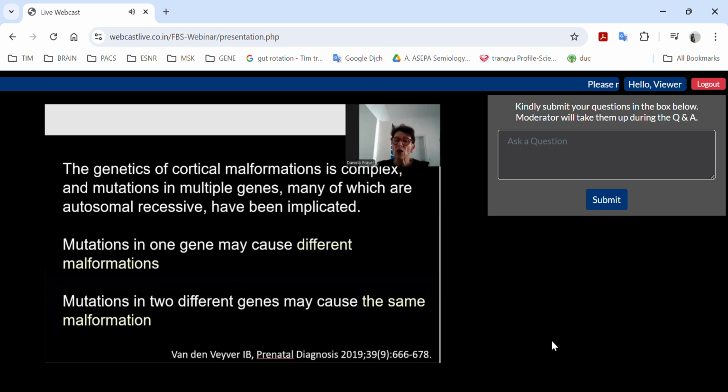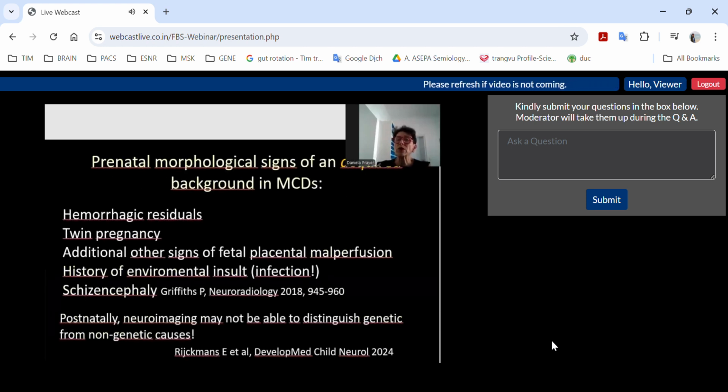Well, mutations in one gene may cause different malformations, and mutations in two or more different genes may cause one and the same malformation. So what we want to know is whether there is a genetic background or a background of an acquired malformation. We have some morphological signs that may point towards an acquired background. These signs are hemorrhagic residuals, twin pregnancy, or additional signs outside of the brain of fetal placental malperfusion. Maybe there is a history of an environmental insult, such as an infection, or schizencephaly, which may more often be acquired than have a genetic background.